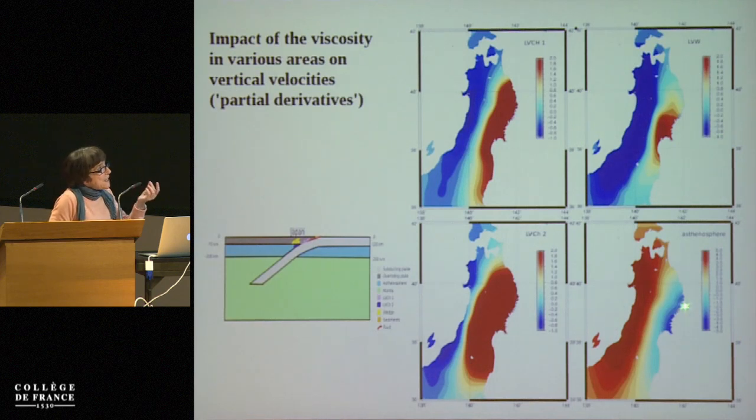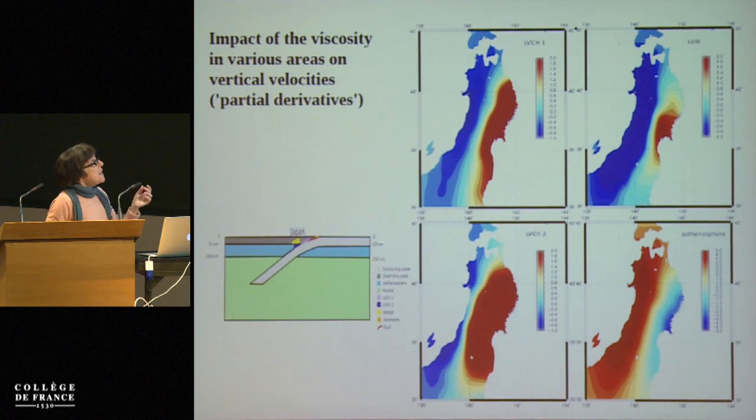For example, you see that lowering the viscosity in the asthenosphere does not make an uplift on the eastern part of Japan, which is what we observe. And in order to get the observed uplift on the eastern part of Japan, you absolutely need to have this low viscosity channel.